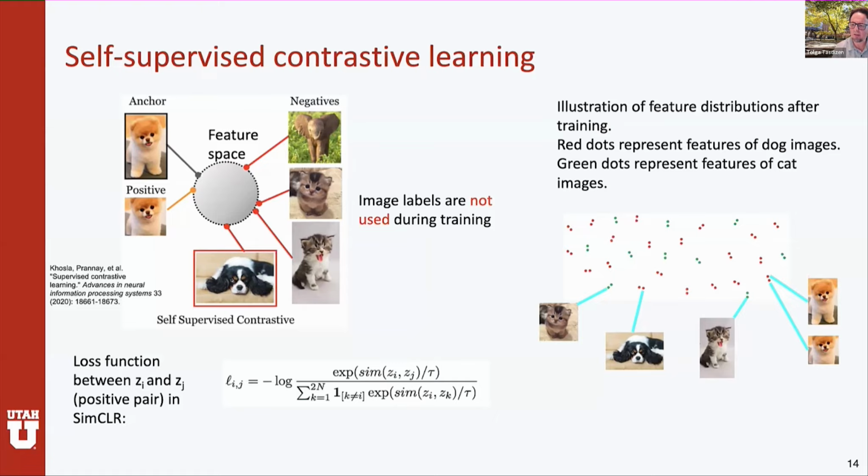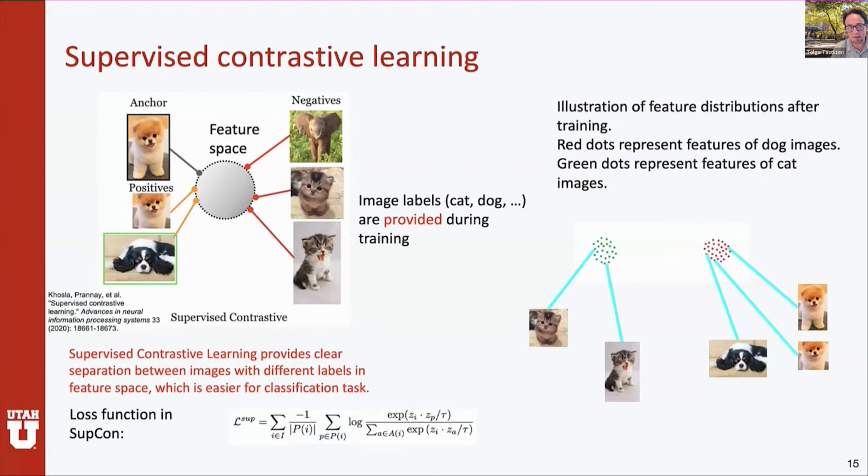On the right here, I have this kind of exaggerated illustration of the kind of space you might end up with, where you have different views of the same objects clustered very close together. But when you look across the different classes, cat versus dog in this example, they might actually be kind of entangled to some extent, right? Kind of going back to that previous point.